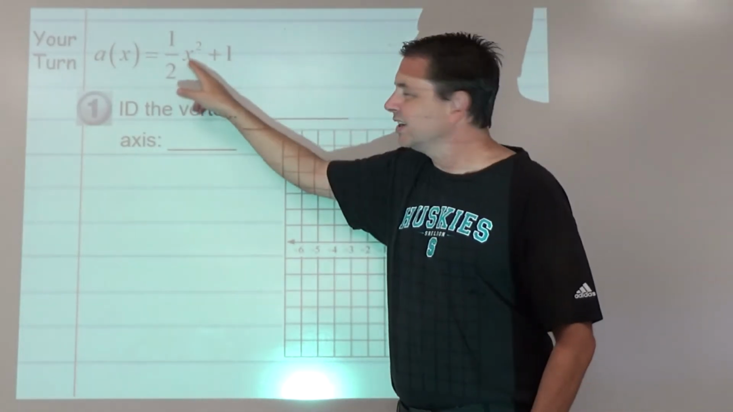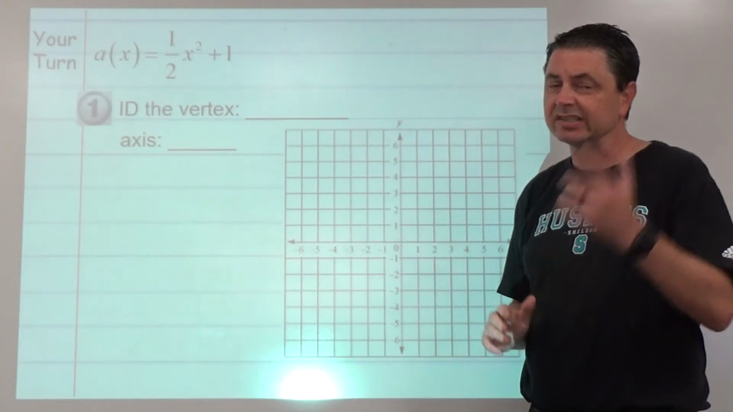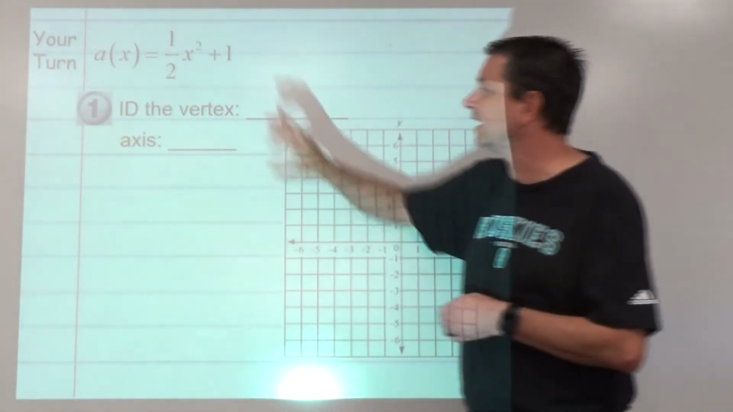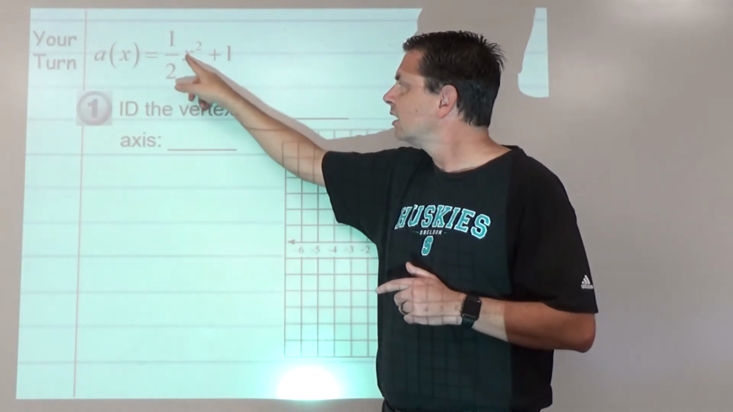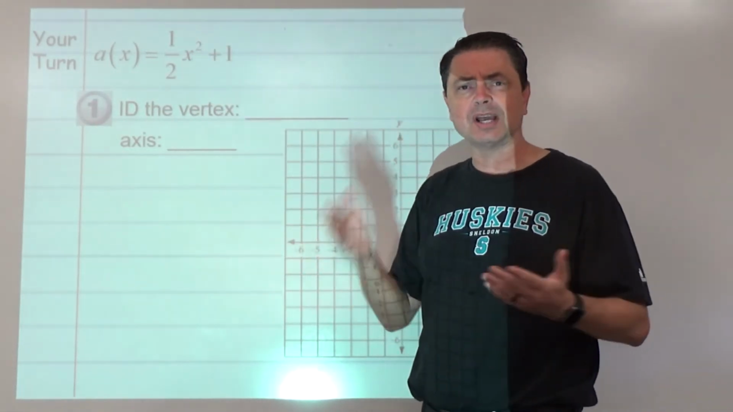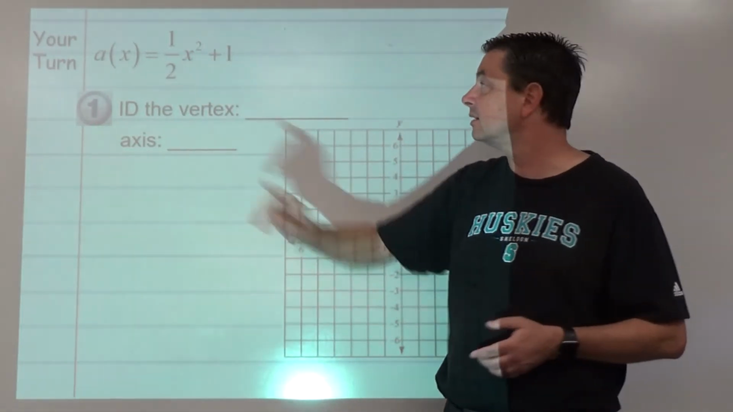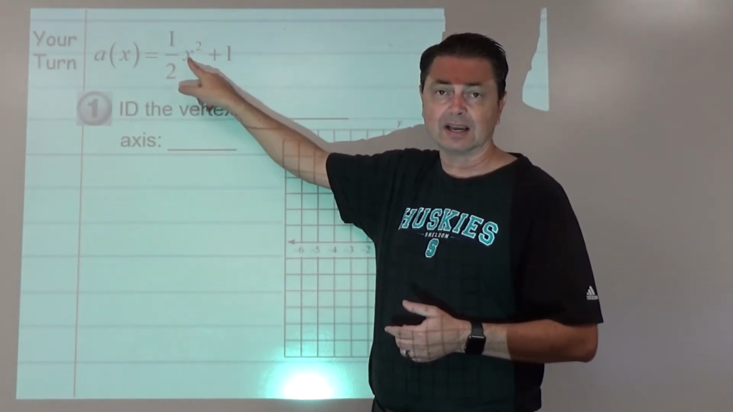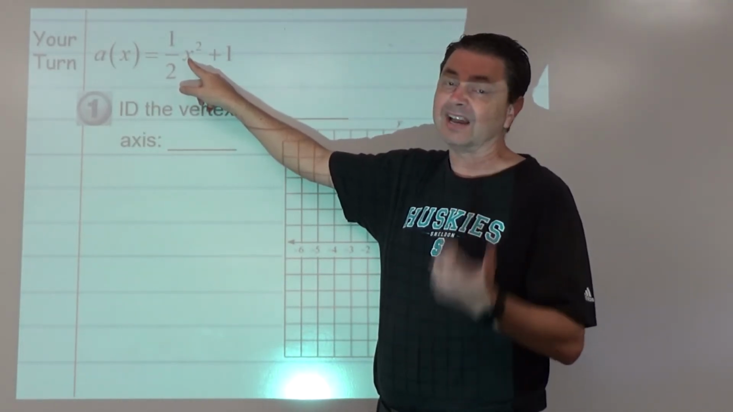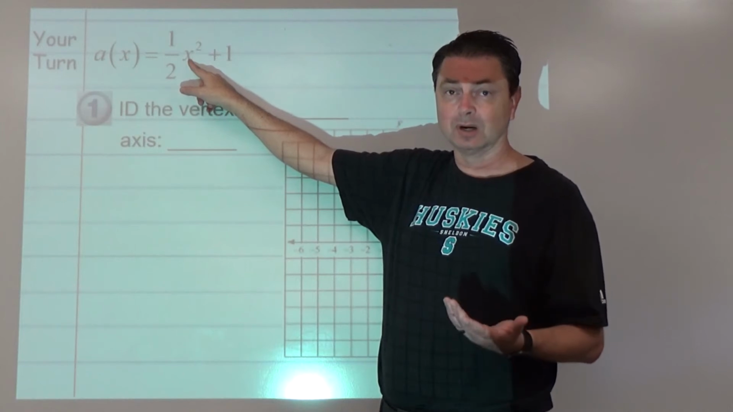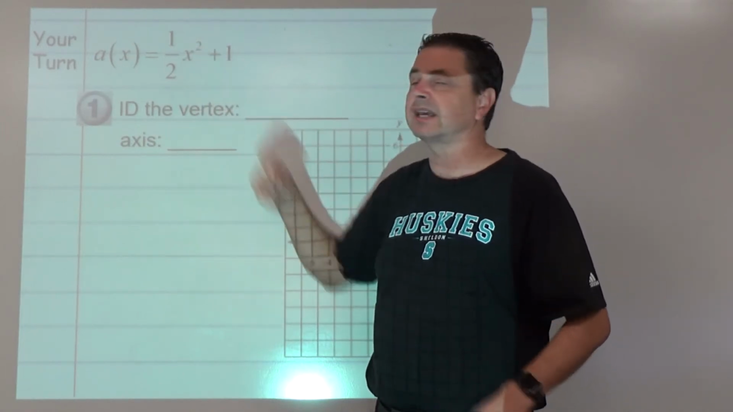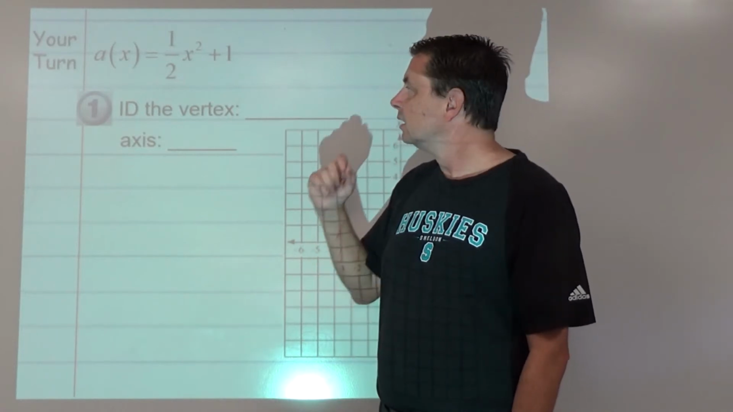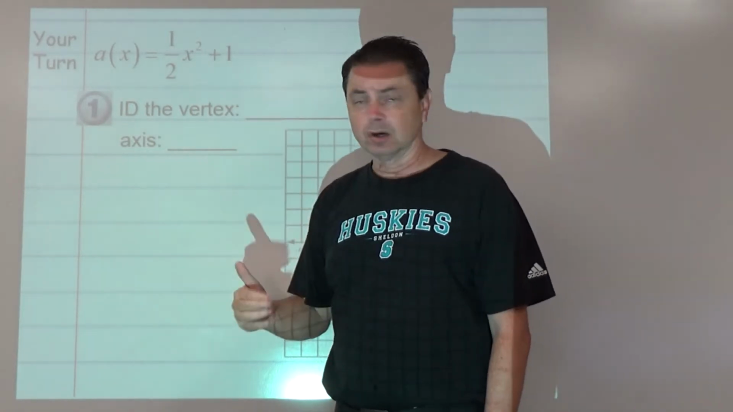All right, so we don't have any parentheses this time, but it still is in vertex form because we've got the a times x minus h squared. What would be the h? X minus what is the same thing as x? And that would have to be 0. X minus 0, if we subtract 0, we haven't changed anything. That's the same thing as x. So the h is 0.